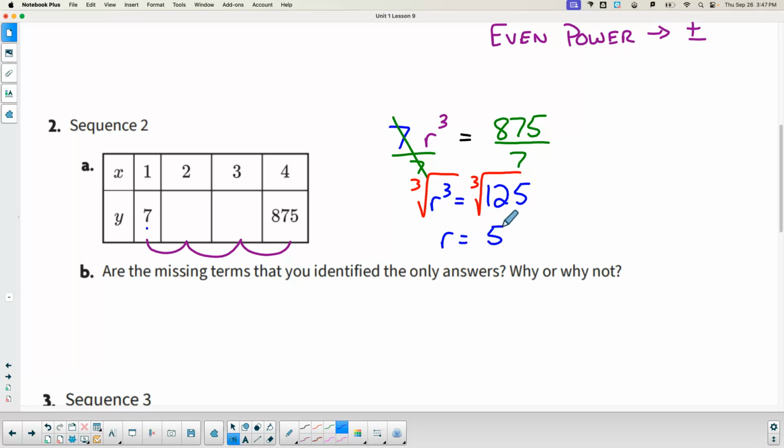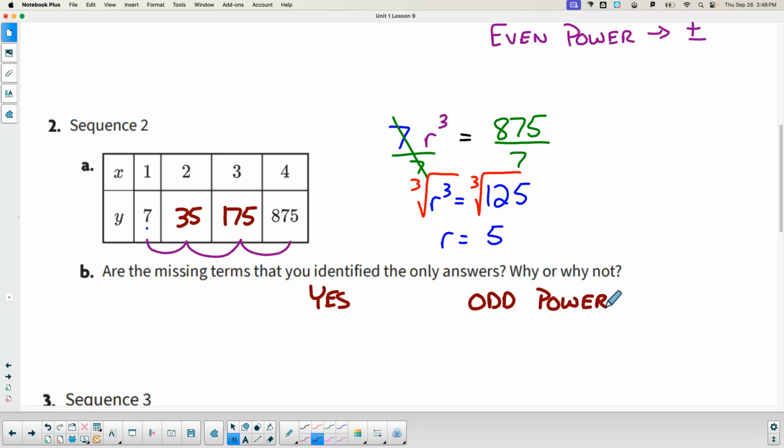So I'm going to multiply always by 5. 7 times 5 is 35. 35 times 5 is 175. 175 times 5 is 875. And this is the only answer because we have an odd power, or an odd number of jumps, or an odd root. We're odd there.